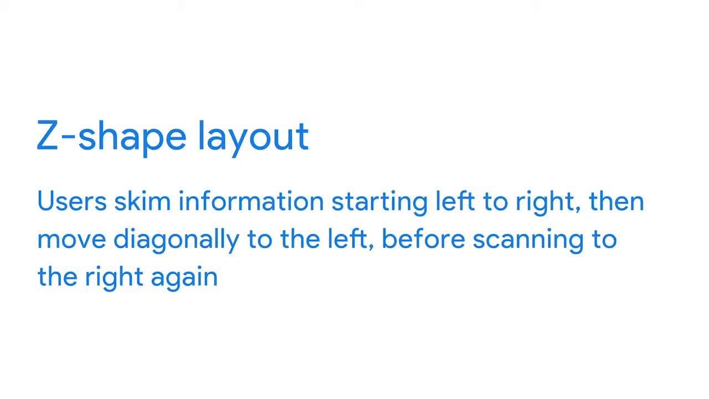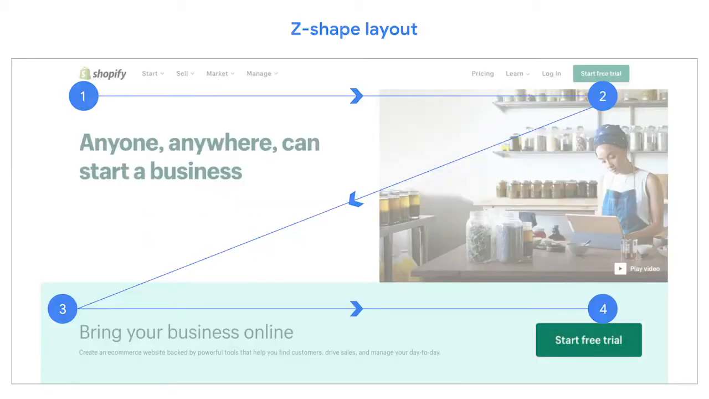On the other hand, a Z-shape is where users skim information starting left to right, then move diagonally to the left before scanning to the right again, like the letter Z. It also imitates the natural scanning pattern of Western users who read left to right and top to bottom. Z-shaped layouts are typically used for sites with less content like this.